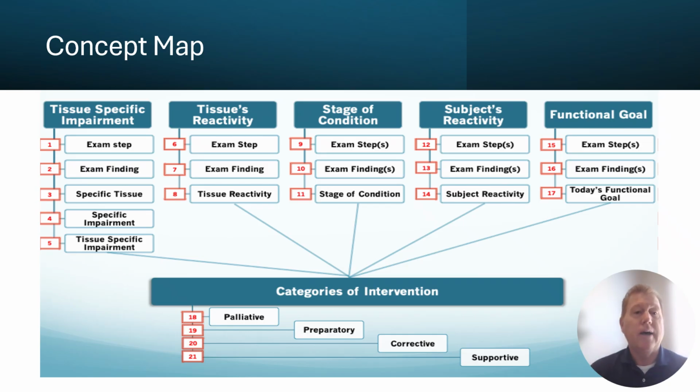If we looked at all of the things that we were just discussing, our tissue-specific impairment, the tissue's reactivity, the stage of condition, the subject's functional losses, their reactivity, and then their functional goals, all of those things can be put together up here at the top, and then we address them through our categories of intervention, which we've already discussed in video 2 as being these 4 levels of treatment.